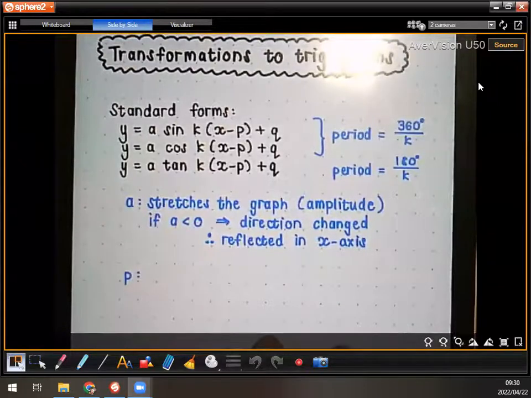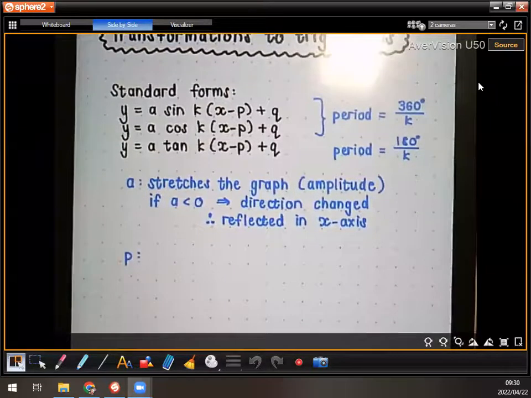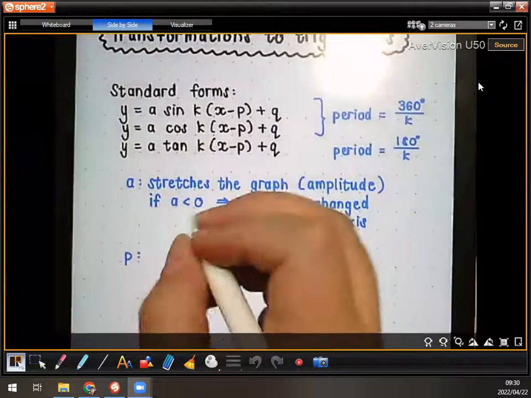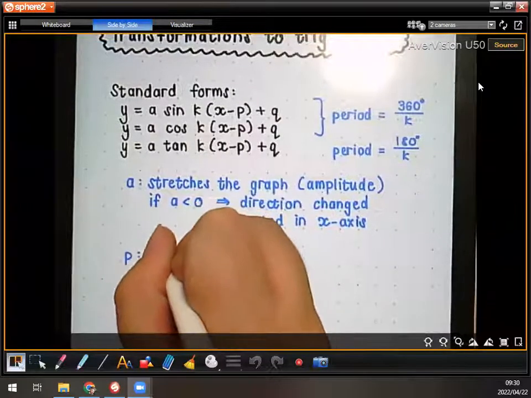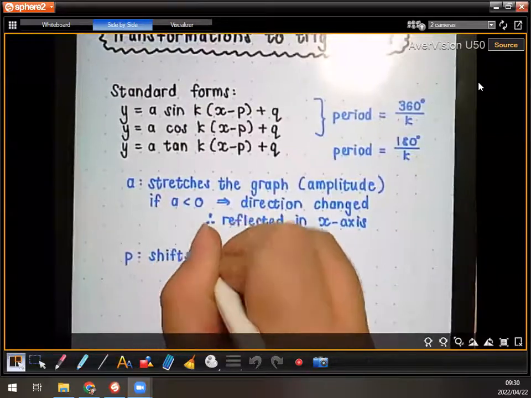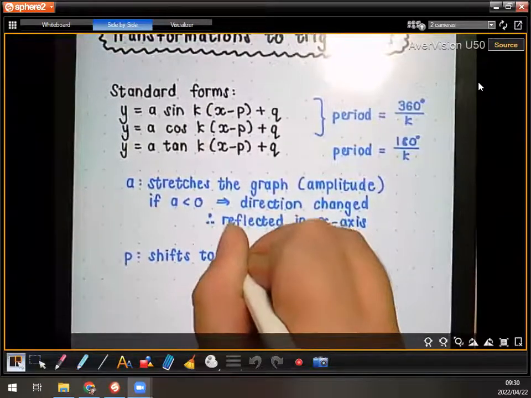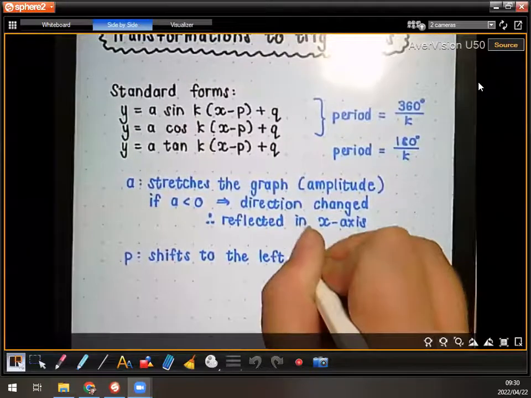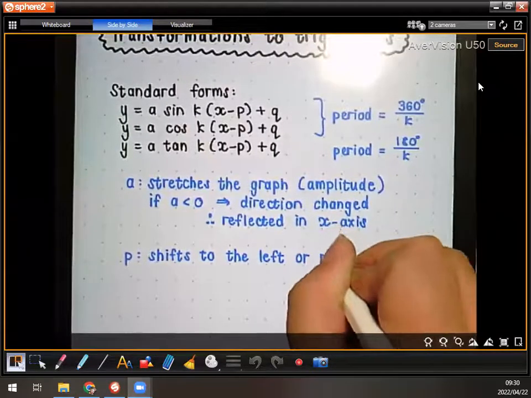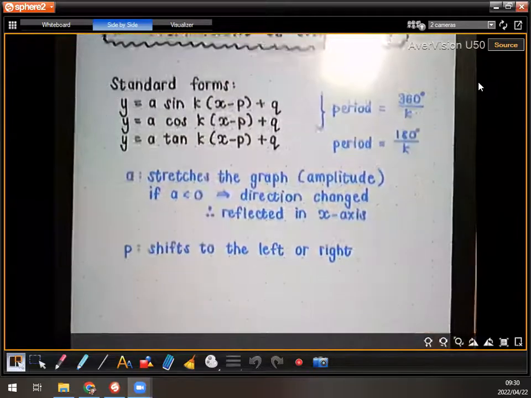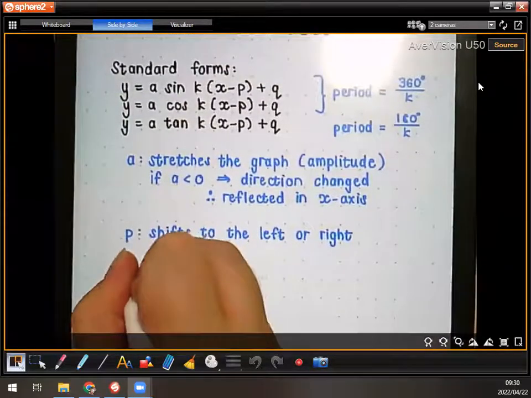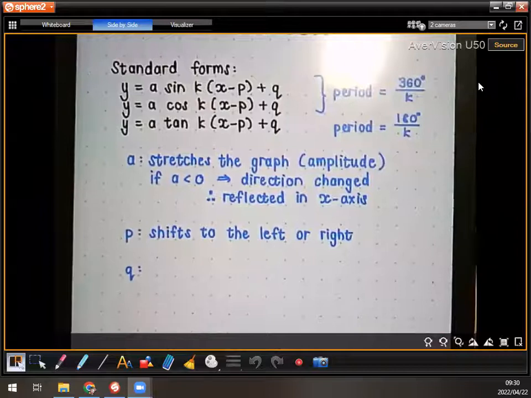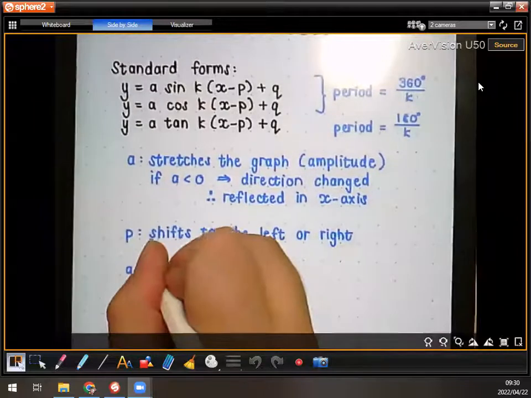Okay, we know that the p-value is when we shift it to the left or the right. And then the q value, just the last one, is when the graph shifts up or down, when the q value changes.